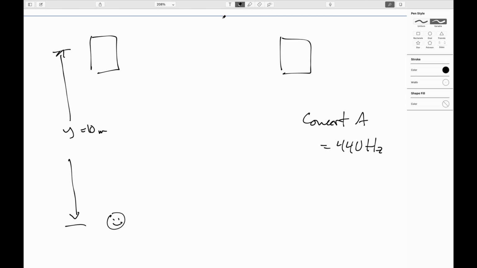Now, right here, unfortunately, your happiness turns to sadness when you realize that you can barely hear the concert A note, and you realize that you must be sitting at a destructive minimum. Let's assume that this is the first destructive minimum.